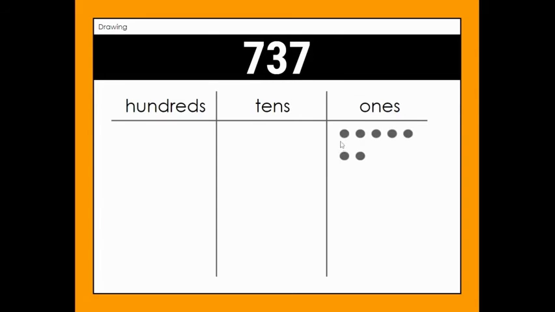Hopefully you're drawing 7 ones. 1, 2, 3, 4, 5, 6, 7. All right, let's look at our tens. How many tens are you going to draw? Hopefully you're drawing 3 tens. 1, 2, 3.